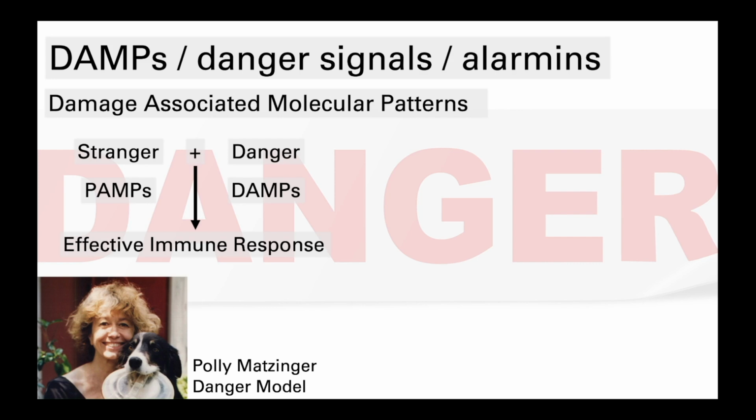It is often the combination of PAMPs and DAMPs activation that leads to an effective immune response, as described by Polly Matzinger in her danger model, that states that the immune system only responds to foreign invaders if they are or have the potential to cause damage, which is the stranger danger response.